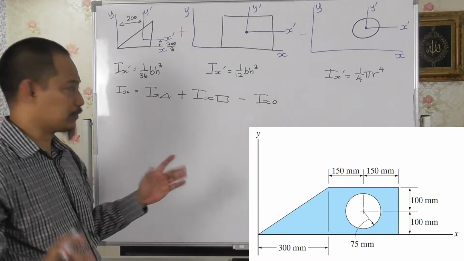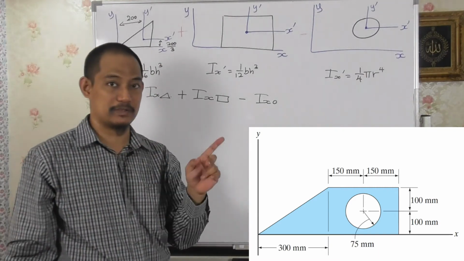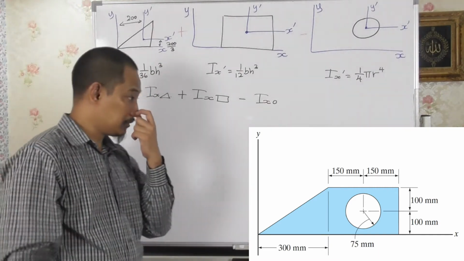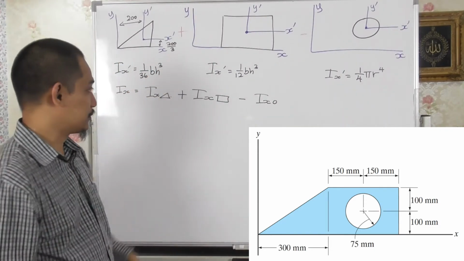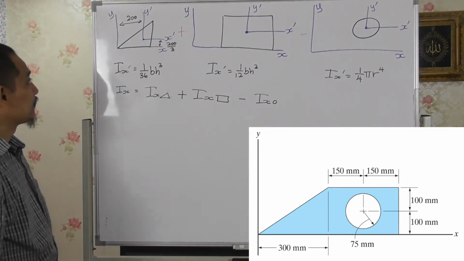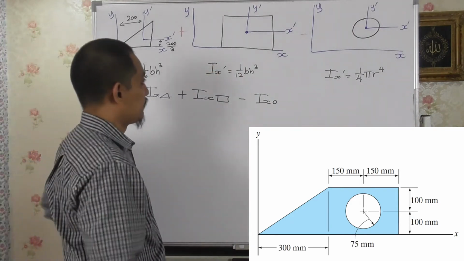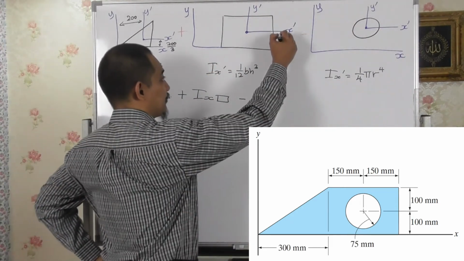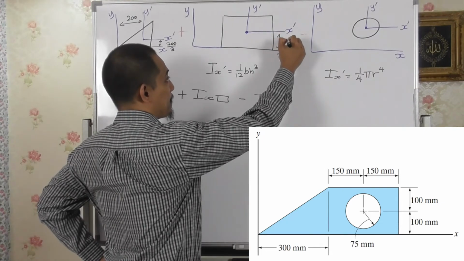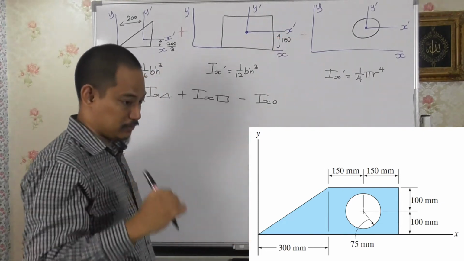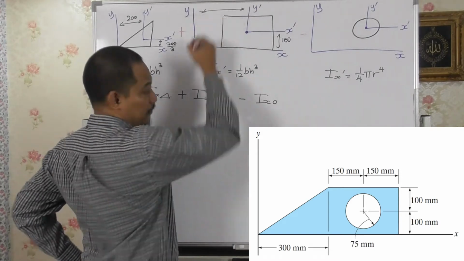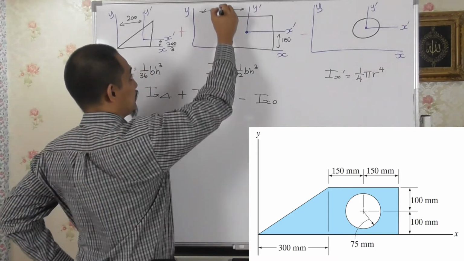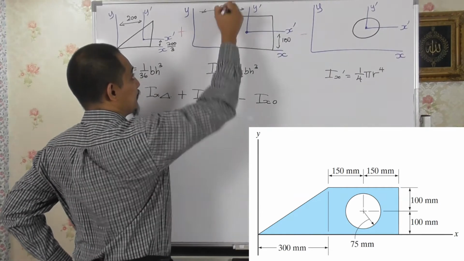For those who are still confused where this comes from, please watch the first part of this video, where we relate the table with the coordinate and so on. For this one, it will be straightforward. This one will be 100, the distance between the two axes, and this one will be 300 plus 150, which is 450.